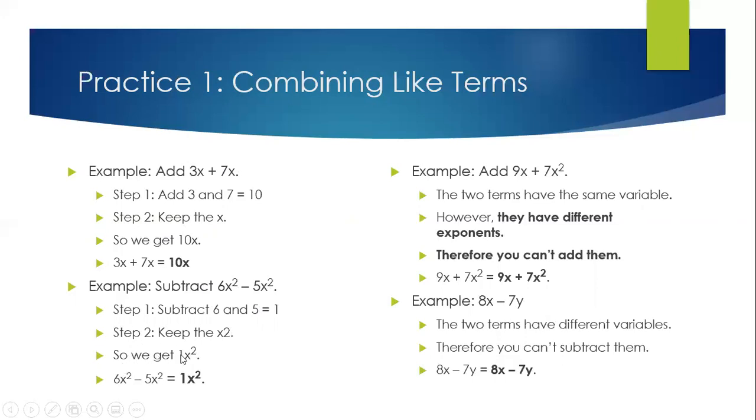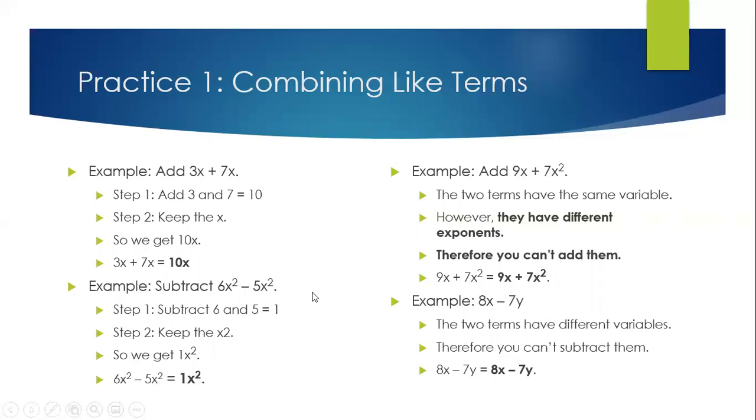All right, so we get 1x squared. So 6 minus 5 is 1. We have x to the 2, so our final answer is going to have x to the 2. We didn't subtract the 2's. We didn't change anything. It's not 4, it's not 0. It's 2. It stays a 2 for the exponent. The only thing that changed was we said 6 minus 5 equals 1.